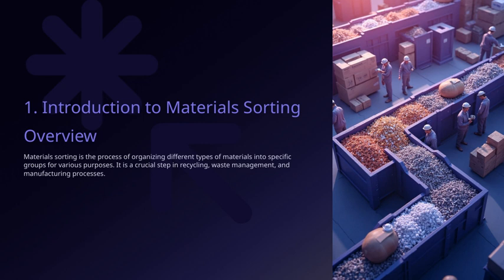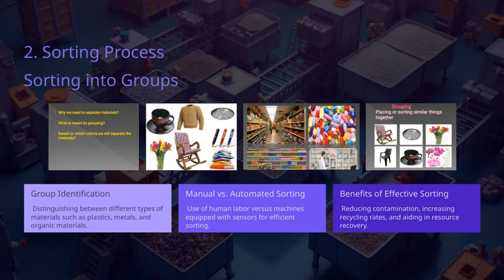Overall, effective materials sorting is crucial because it helps improve recycling rates, reduces waste, and supports sustainable practices across various industries. So, understanding how and why we sort materials is a fundamental part of managing resources wisely and protecting our environment. Now, let's take a closer look at the sorting process.